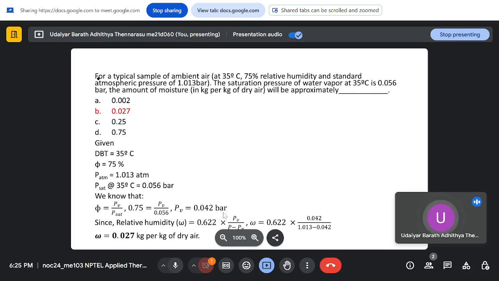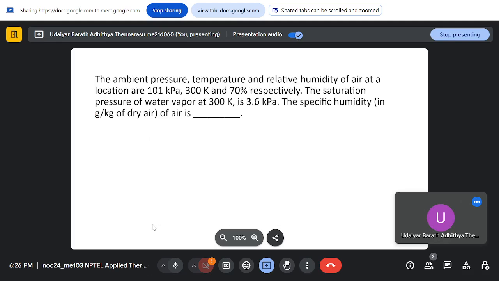Using this, the specific humidity omega is expressed as 0.622 times the vapor pressure divided by the total pressure minus the vapor pressure of air. That is the water vapor pressure divided by the air pressure. Substituting the values, you will get omega as 0.027 kg per kg of dry air. So the answer is option B.